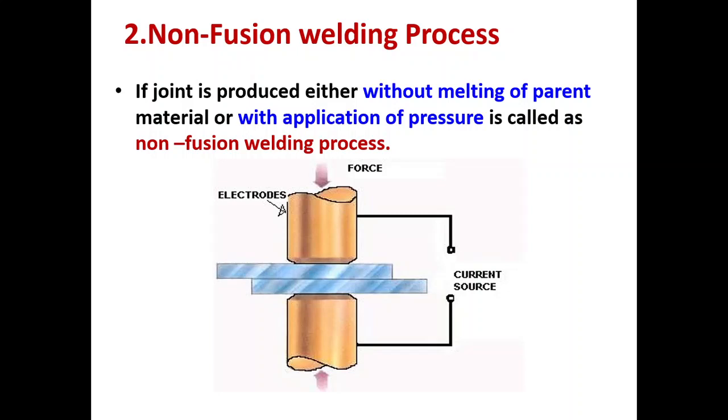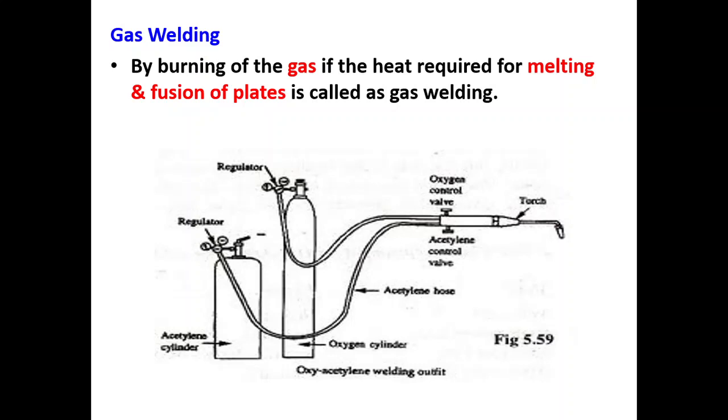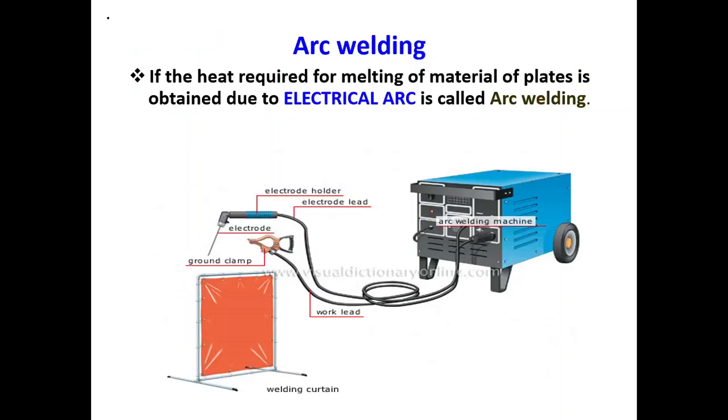Okay, so here gas welding is there, arc welding is also there. Let us take up one of them, that is arc welding. This arc welding is a fusion welding process. The fusion of metals is achieved by heat from an electric arc between the electrode and the work.